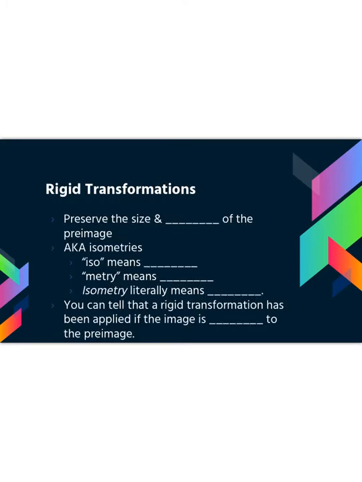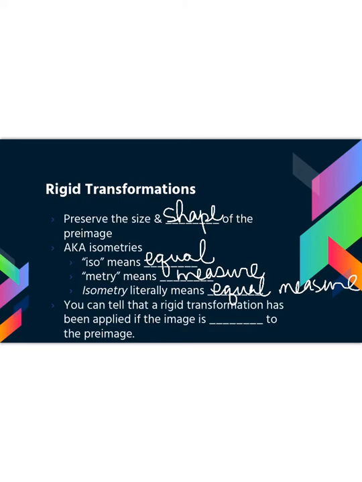Rigid transformations preserve the size and shape of the pre-image. Another name for rigid transformations is isometries. The singular form of the word isometries is isometry. Iso literally means equal. Metry means measure. So the word isometry literally means equal measure. Notice how that corresponds to the idea of the transformation being rigid and the definition being that it preserves size and shape of the pre-image, so it maintains the same measure.